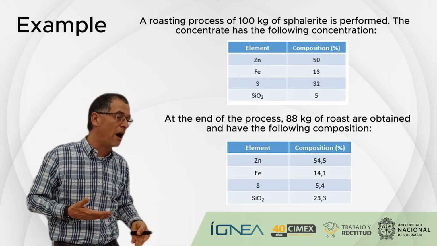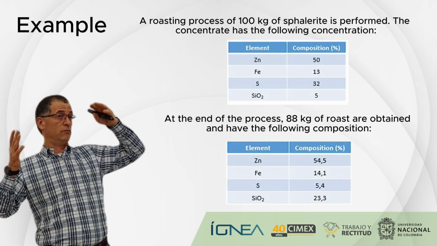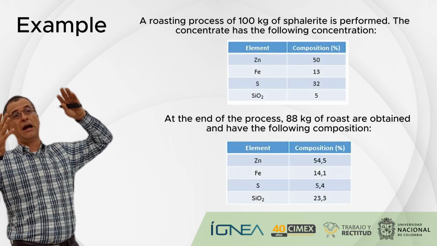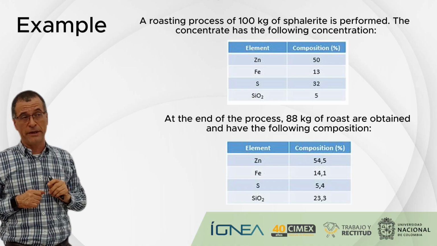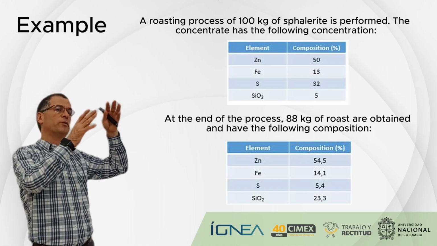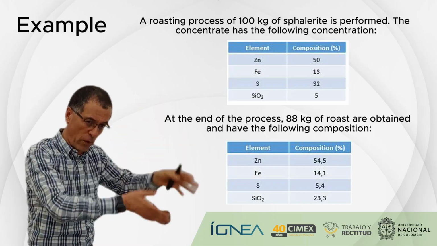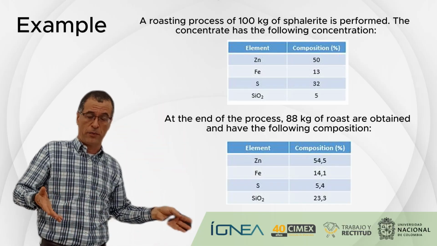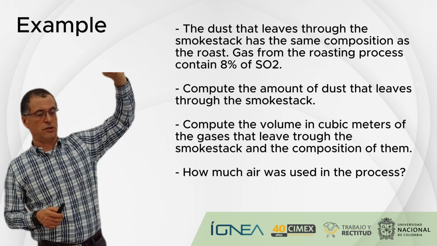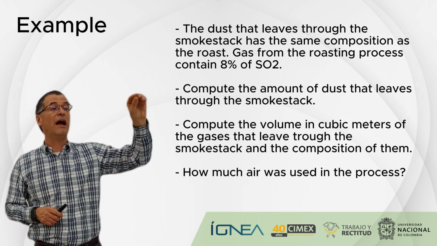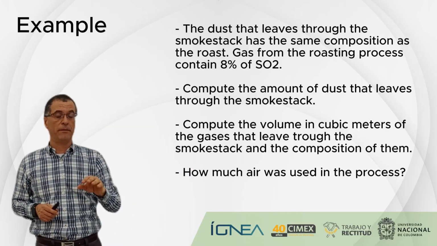In this problem, we are going to define the quantities. We have 100 kilograms of raw material, the sulfides. We are going to obtain 85 kilograms of solid product, but at the same time, we are going to obtain dust, and we have to define how much dust we are going to obtain.